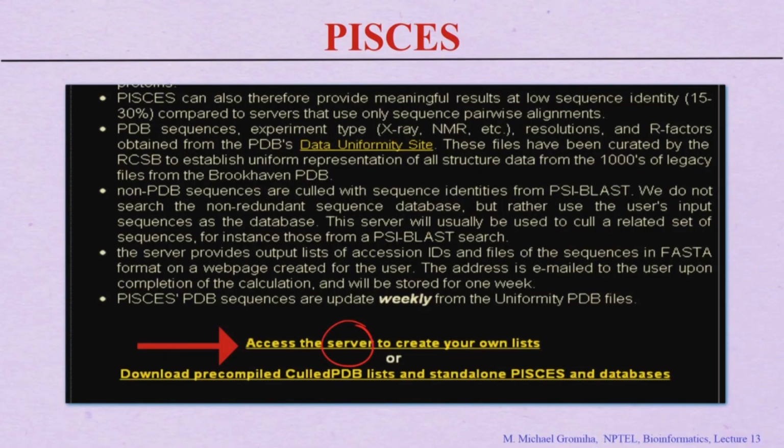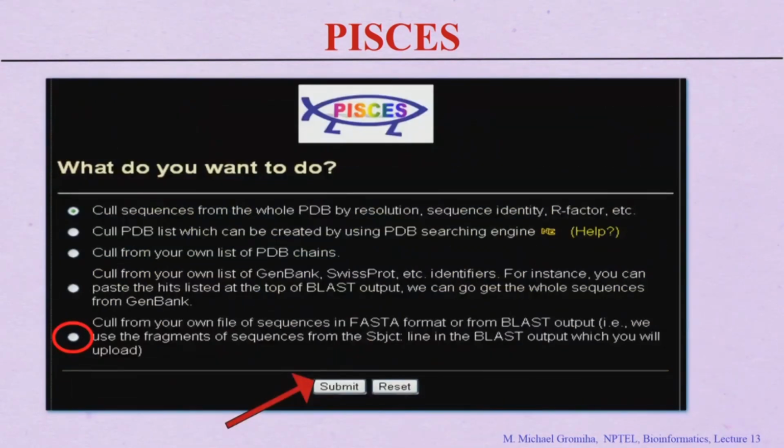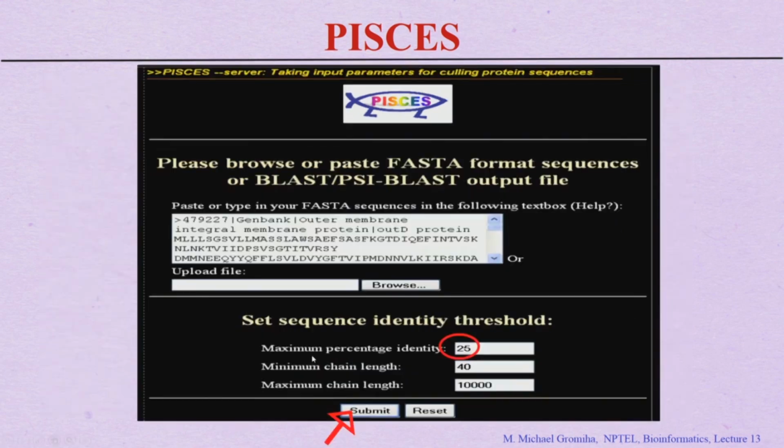If you click on that, this will ask for the different options, which one you want. If you have your own sequences, you can click the last one, where you can see your own file of sequences. Then if you submit, you get the next page. Here you have to paste or type your FASTA sequence in this text box, or you can upload a file.